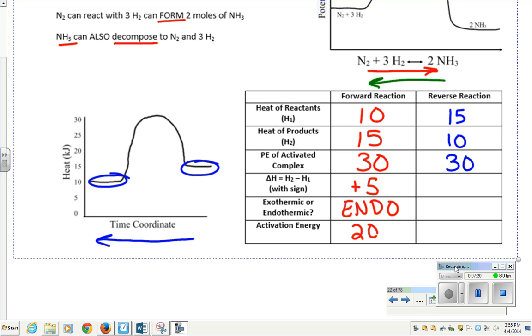For our delta H, because we've flip-flopped our heat of our product and our heat of our reactant, instead of doing what we did in the last one, we're just reversing our numbers. So now this is going to be 10 minus 15, or negative 5. We're also going to end at a lower energy, and our delta H is agreeing with this. We have an exothermic reaction. Finally, our activation energy, we're starting with 15. We got to get up to 30, so we have to put in 15 kilojoules of energy.